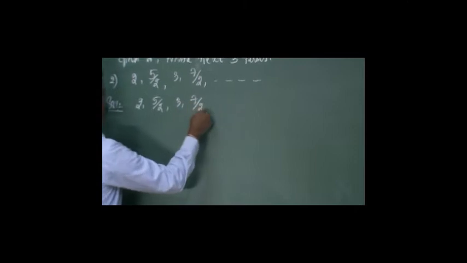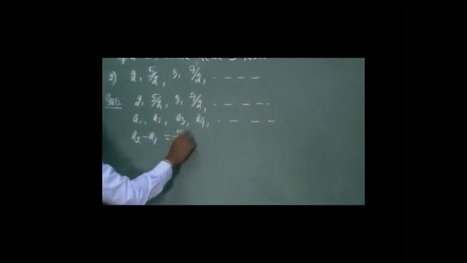Let's check whether this sequence is an AP or not. So 2, 5 by 2, 3, 7 by 2 is given. So this is A1, this is A2, this is A3, this is A4. Let us find out the common difference. So A2 minus A1 is equal to 5 by 2 minus 2.